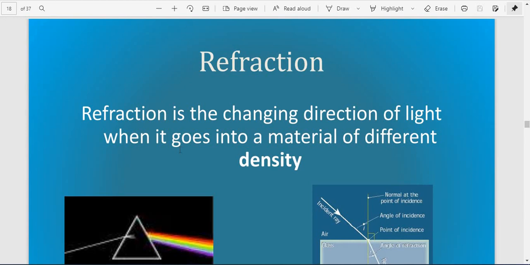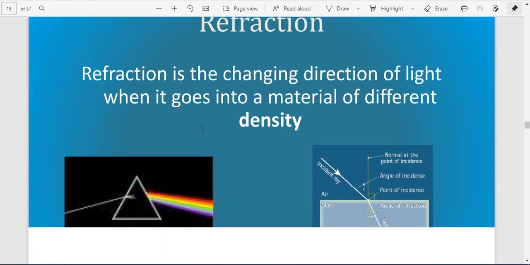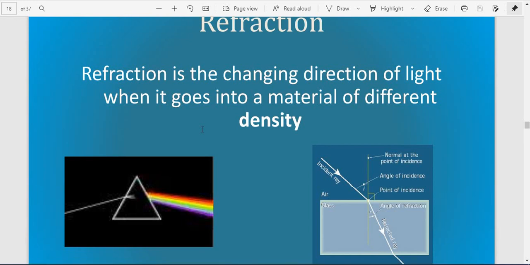Refraction is a change in direction of light when it goes from a material of one density to another. When we pass incident light from one medium into a denser medium, we have seen that instead of going straight, it comes towards the normal, right? So this is refraction from one medium to another medium.